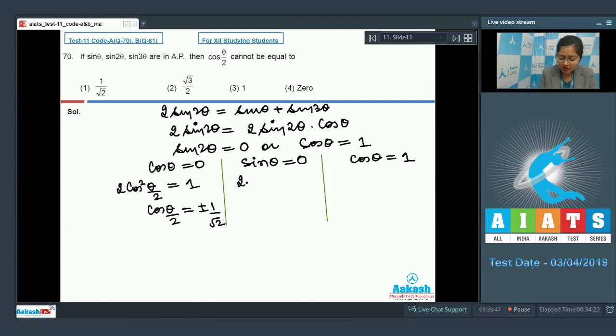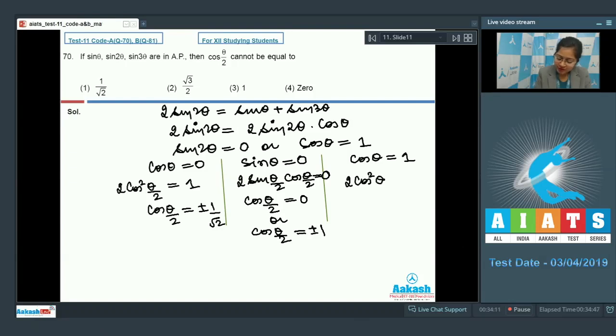And from here we get 2 into sin theta by 2 into cos theta by 2 is equal to 0. That is again either cos theta by 2 is equal to 0 or sin theta by 2 is equal to 0, which means that cos theta by 2 is equal to plus minus 1. And from here we get 2 into cos square theta by 2 is equal to 2. That is cos square theta by 2 is equal to 1. So from here also we get cos theta by 2 is equal to plus minus 1.